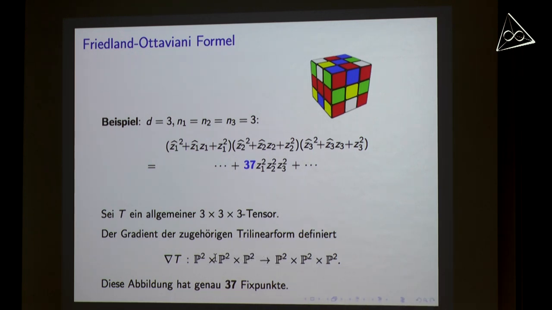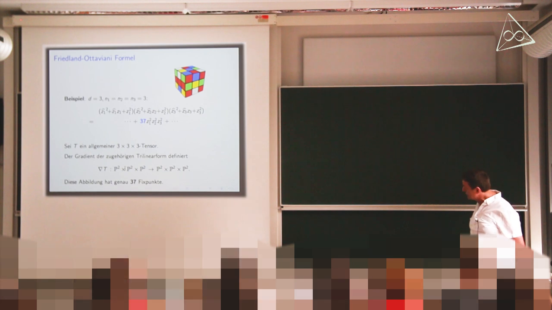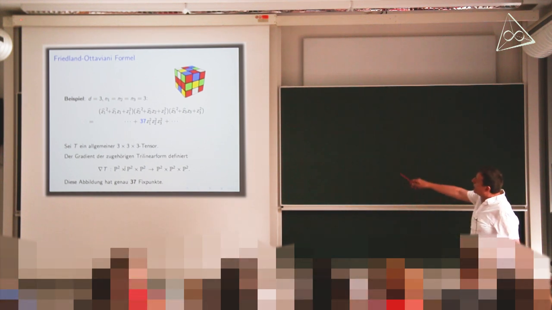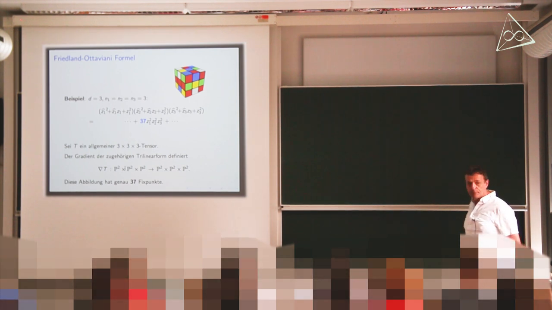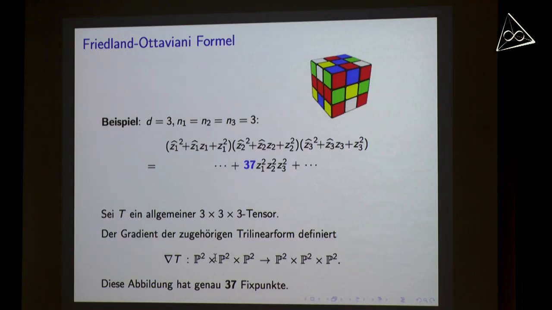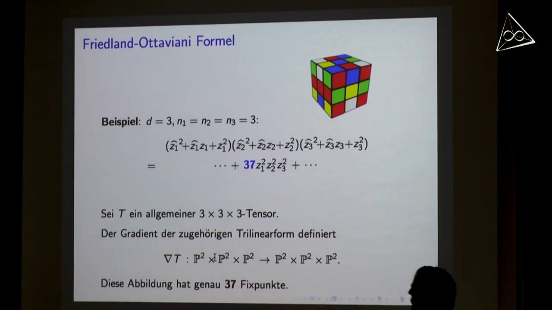Let's do an example. Let's go back to the Rubik's Cube. So now the Rubik's Cube is a non-symmetric 3x3x3 tensor. I fill it with 27 random numbers, distinct random numbers, and I claim there are 37 singular vector triples. So I apply the formula. So z1 hat is the same as z2 plus z3. I multiply this out. And then this is the self map from a six-dimensional variety to itself, P2 times P2 times P2 to itself. And the coefficient of z1 squared, z2 squared, z3 squared is 37. So what have we done? We looked at the trilinear form in three groups of variables. We formed the partial derivative. So this gradient vector has bilinear entries. And then this self map for P2 times P2 times P2 has 37 fixed points.